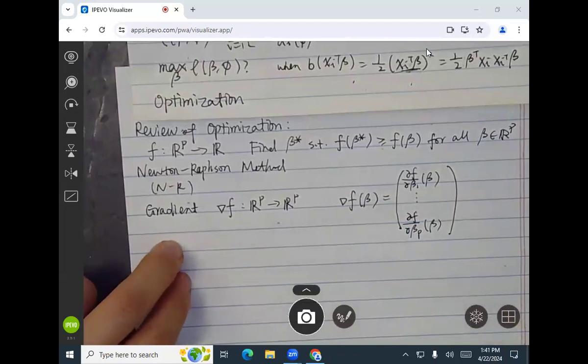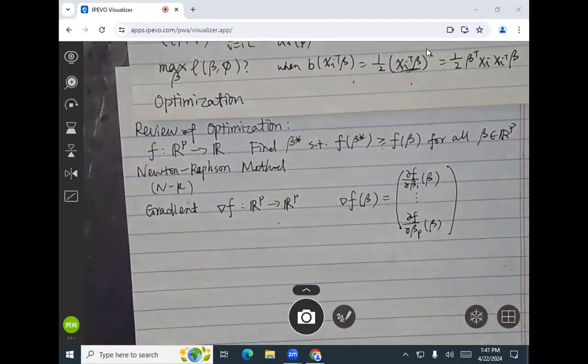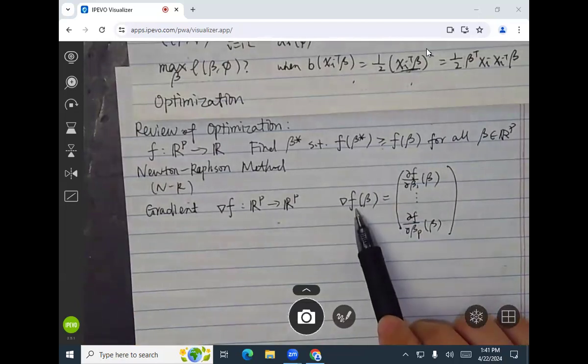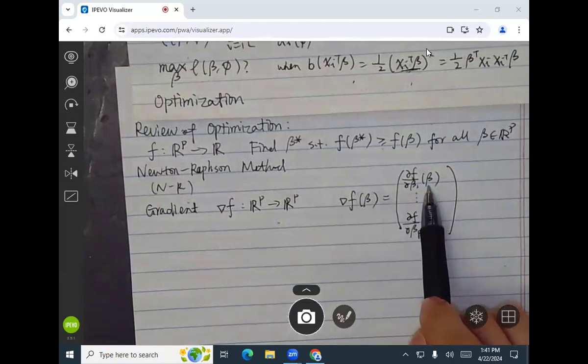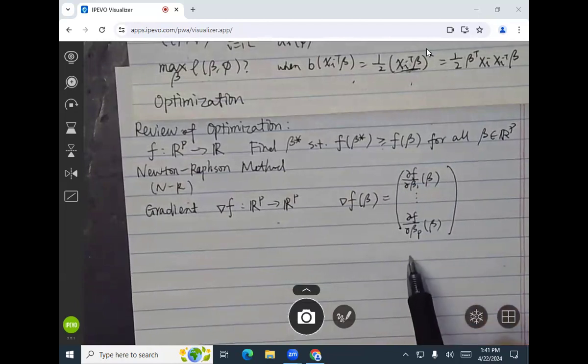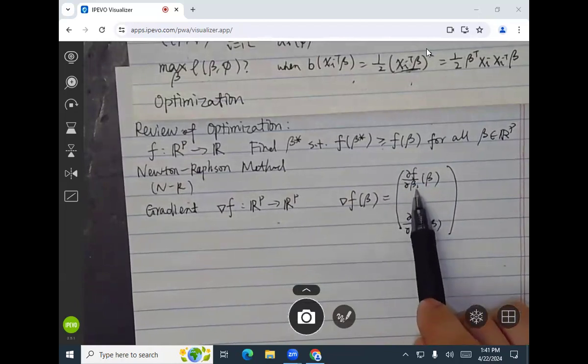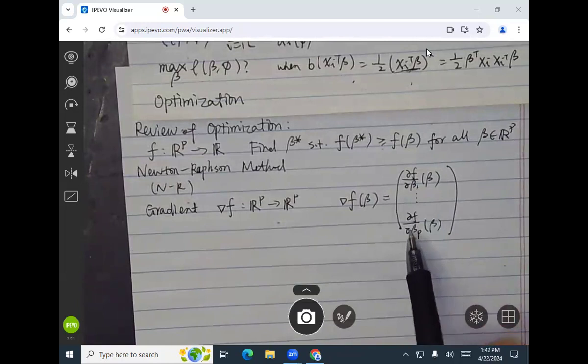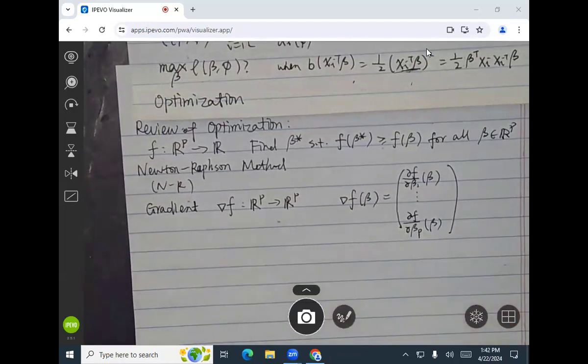That's the gradient. The intuition of this gradient is that it's about how fast my f value changes at the current beta value in every dimension. So this is the change in dimension 1. This is the change in dimension p. I'm looking at p dimensions, so I have a vector. That's the gradient, and this is analogous to the first derivative.